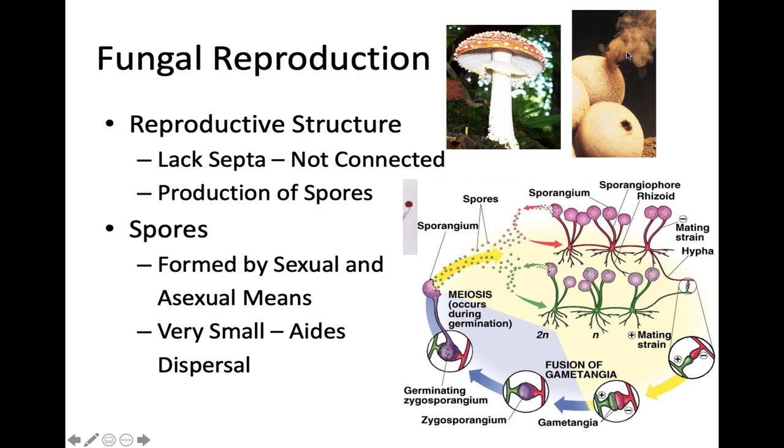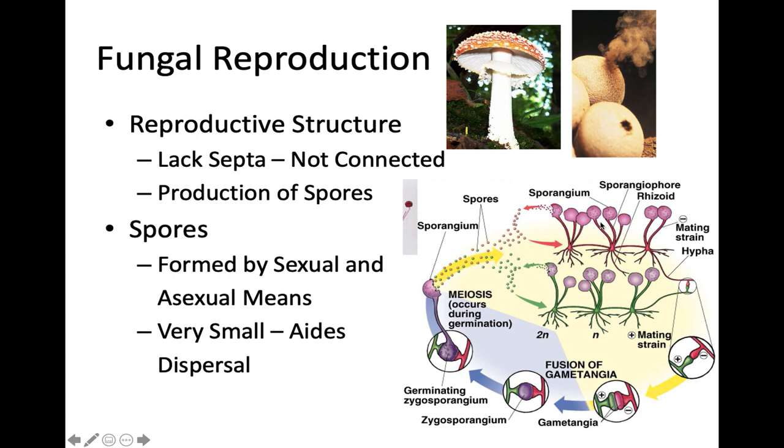On the microscopic level, some of the fungi for these fruiting bodies are at a much smaller scale. This is a picture of bread mold. You can see the formation of the fruiting bodies here.